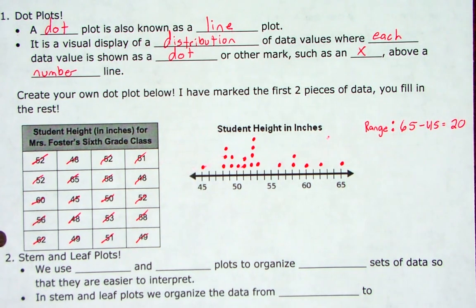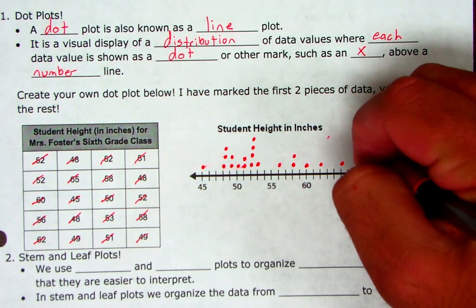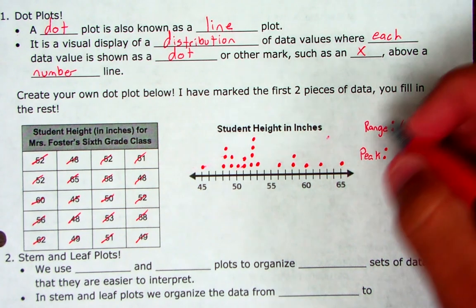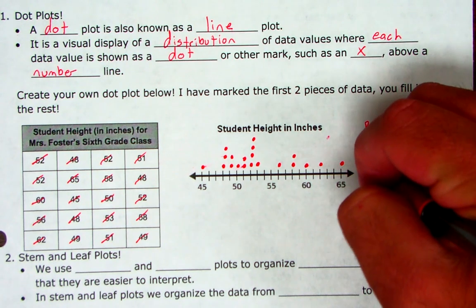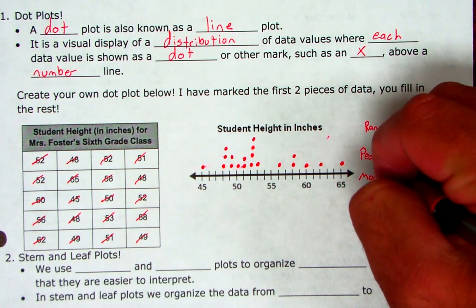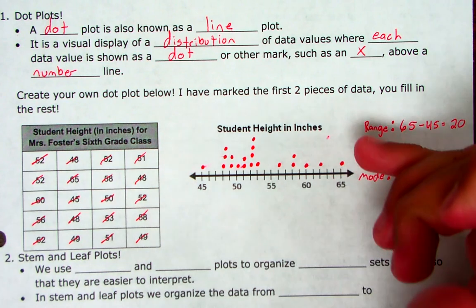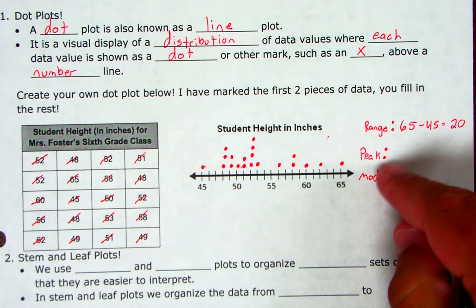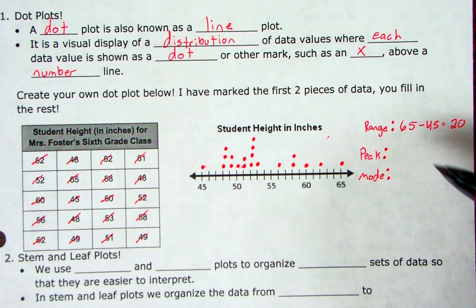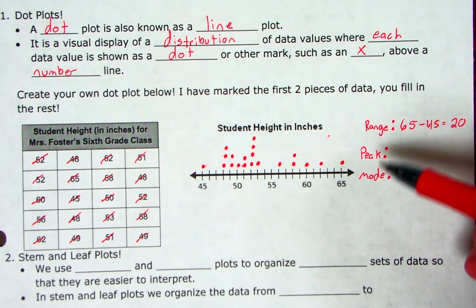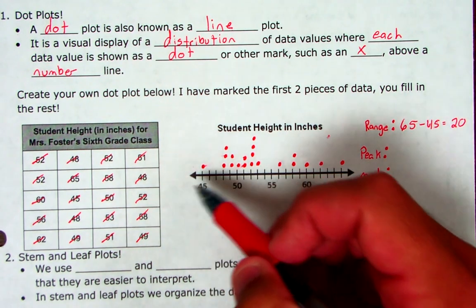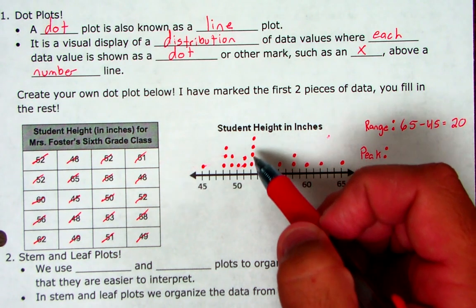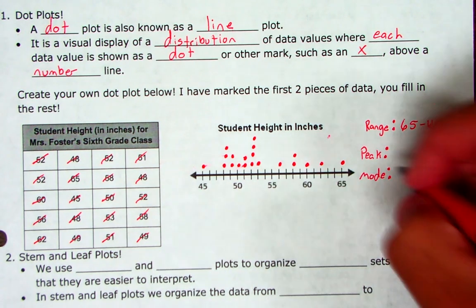Now, what if it says, do I have a peak or mode? The peak means the highest point of the graph, or the highest point of the dot plot, and the mode is what number repeats the most. In reality, they both mean the same thing. The mode would be right here. This one has 4 dots. No one else has 4 dots, and that would be at 52.